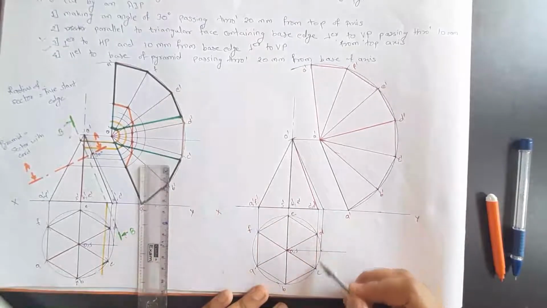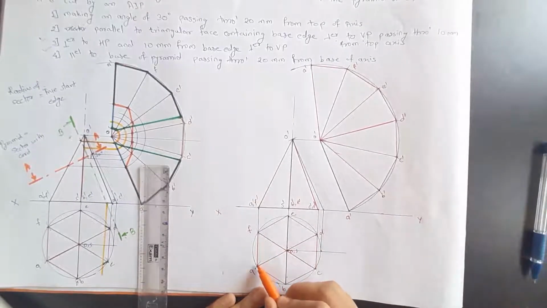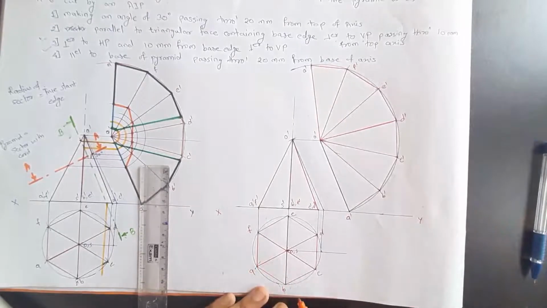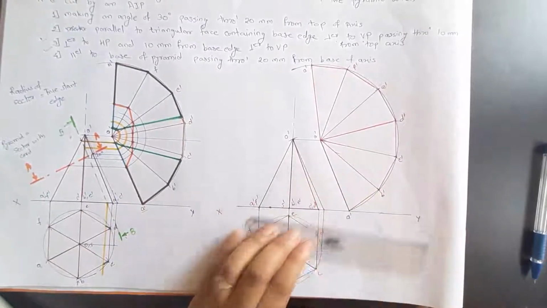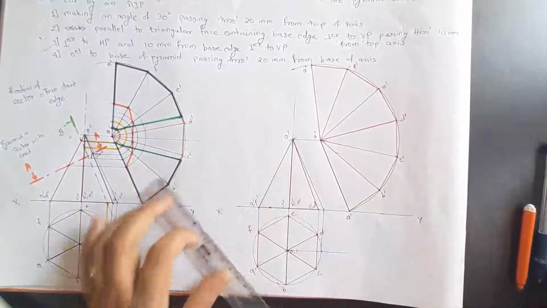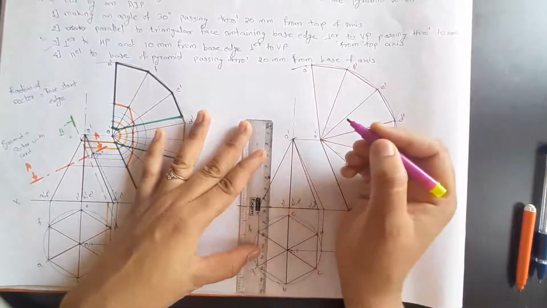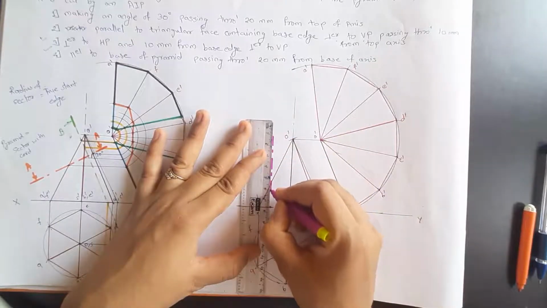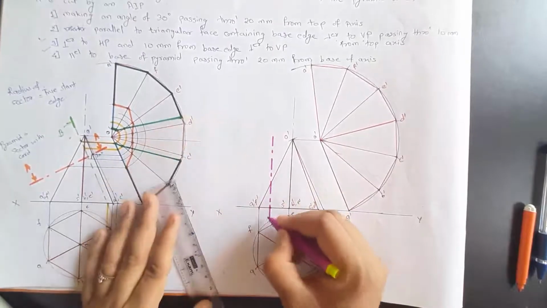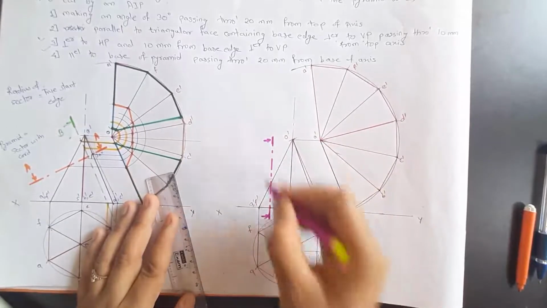So these are the two base edges which are perpendicular to VP. You can take any one. I am taking this AF for now. So from this AF we are supposed to mark the 10 mm distance. So this is the 10 mm distance. And from this 10 mm distance we are supposed to mark the AIP which is perpendicular to the XY line, that is HP. So it will be like this. So this is what my cutting plane is. Let's say CC.